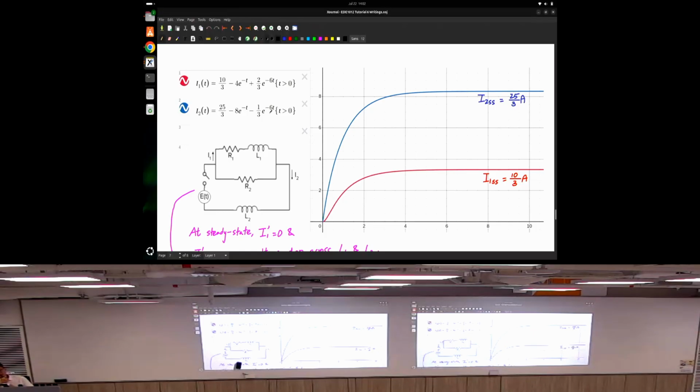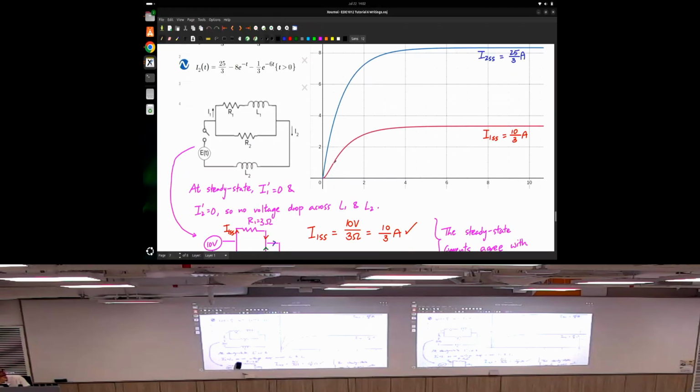So this problem actually gives us a chance to do that because if you look at the graph, you can observe that the steady state values of the currents I1 and I2 are 10 over 3 and 25 over 3 respectively, as shown in the red and blue curves here. So there are some steady state currents, as you can see from the image. So how can you analyze the validity of the steady state values?